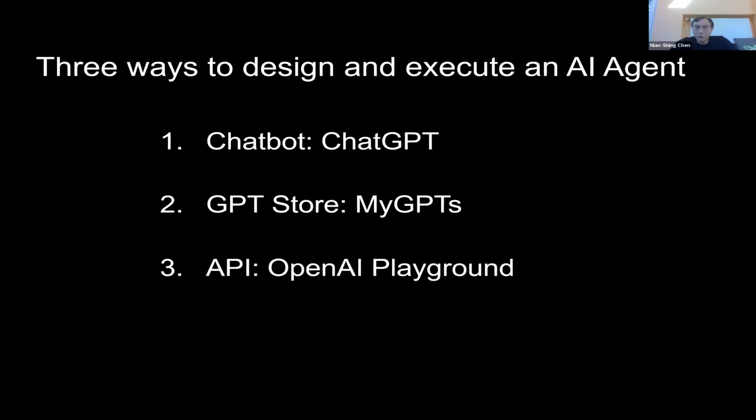I don't have time for this three-way design of AI agent. Of course, you can still use a chatbot to run your agent, but that is not the original purpose. If you use My GPT, it's still not ideal because OpenAI is basically losing lots of money.